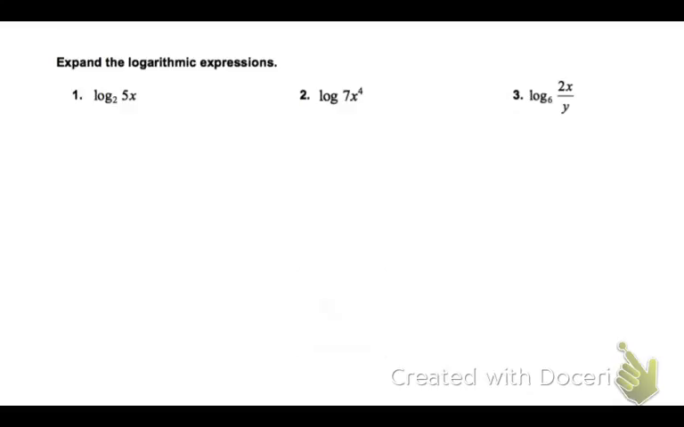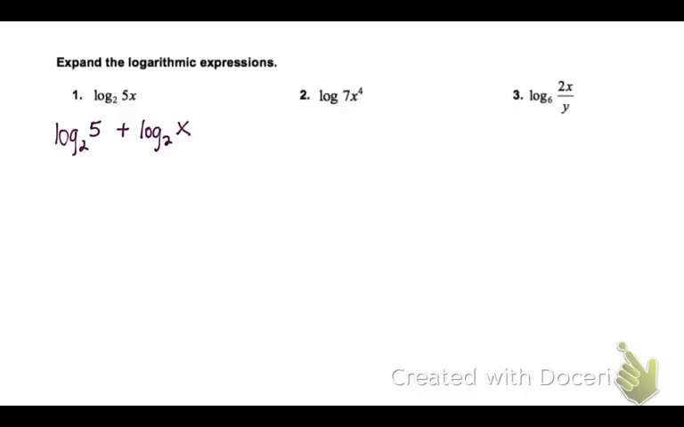Okay, for this first problem, we need to expand the logs. So look back at your log properties if you need to in your notes. But notice on the inside here with the 5 and the x, we have multiplication going on between 5 and x. So we're going to break the multiplication up with addition. So log base 2 of 5 plus log base 2 of x. I'm done now because I just have a 5 and an x inside the log. There's no more multiplication, division, exponents, anything like that going on.